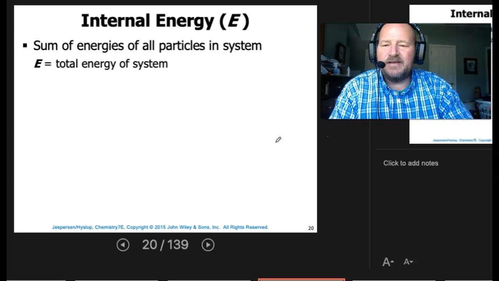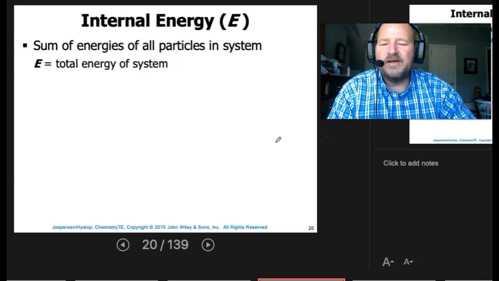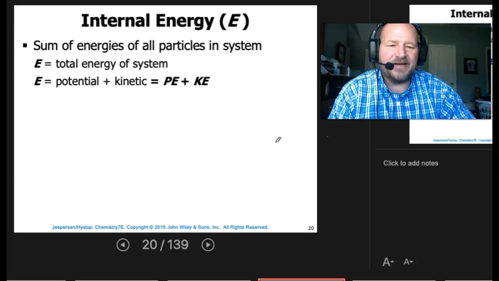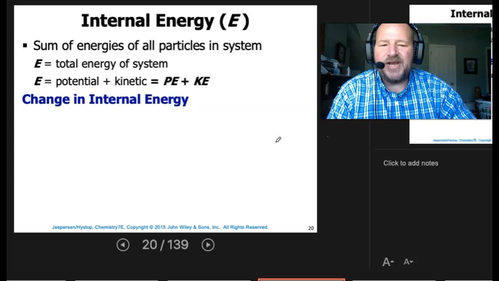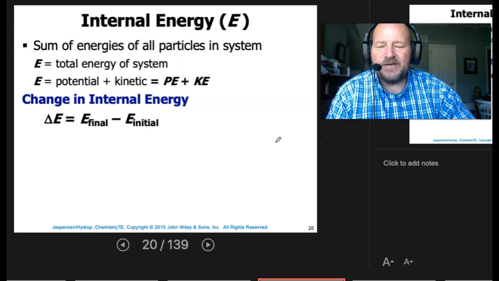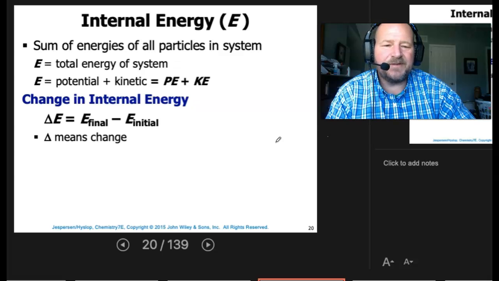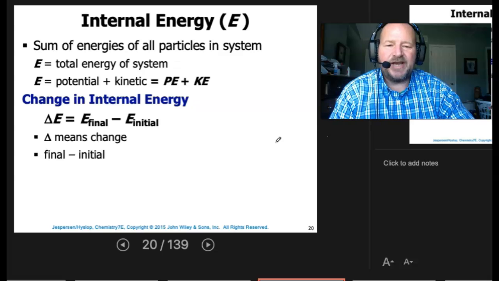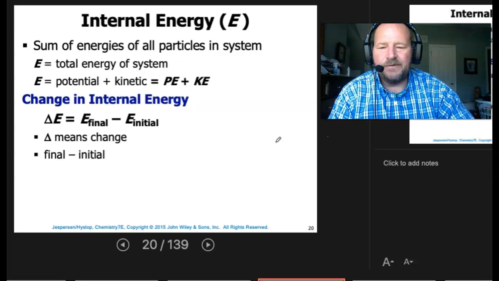So E is actually going to represent the total energy of the system, which we know comes from the potential energy and the kinetic energy. So a change in internal energy, delta E, would be equal to E final minus E initial. And of course that triangle simply means change. We always write change as final minus initial.